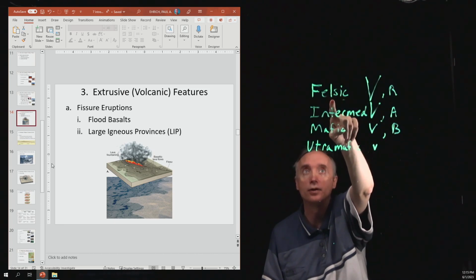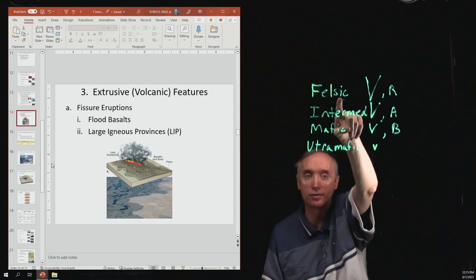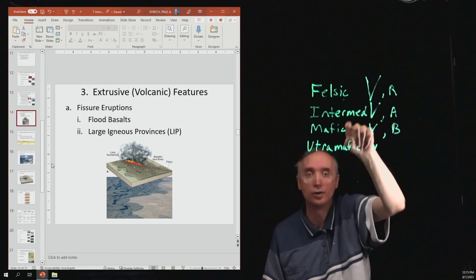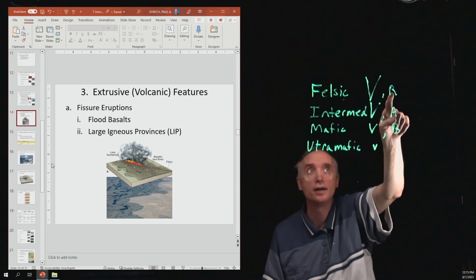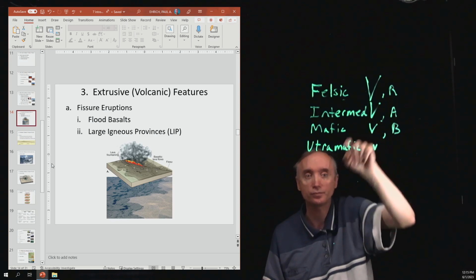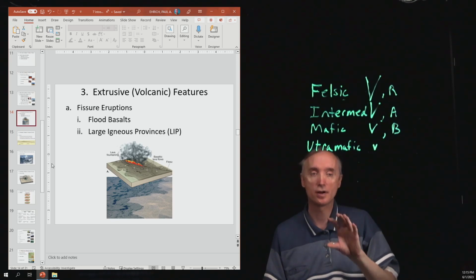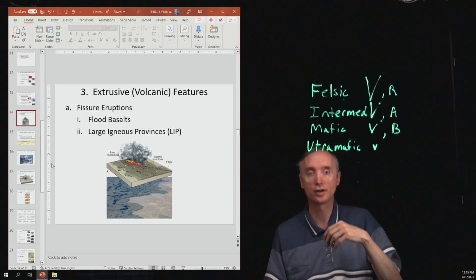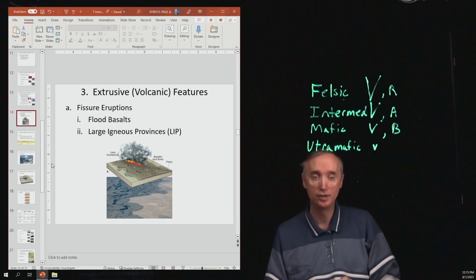And then up here, this is what the continents are composed of, so felsic rocks. And it's going to be the most viscous when it's in the form of a lava, and it's going to make rhyolite. So that's our different kinds of magmas, and then the different kinds of lavas that they turn into, and then finally the different kinds of igneous rocks that they turn into.